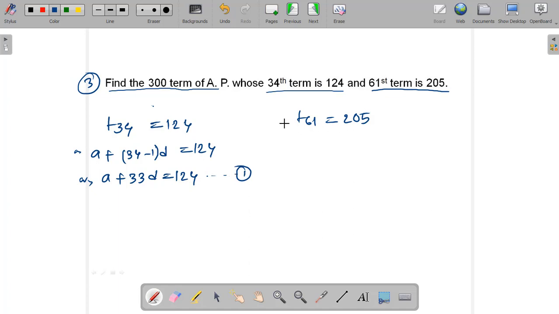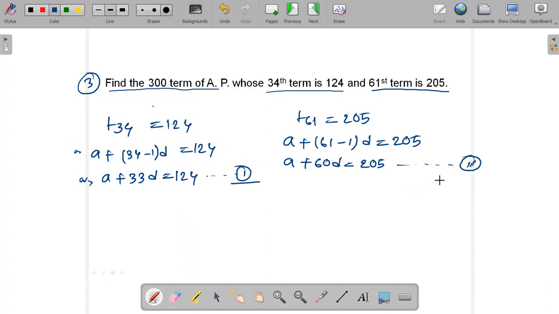Now we have to find our second equation. Here T61 is equal to 205. So a plus 61 minus 1 into d is equal to 205. So we can write here a plus 60d is equal to 205. So this is our second equation, right? Now we have to solve these two equations, that is 1 and 2, where we get the values of a and d.